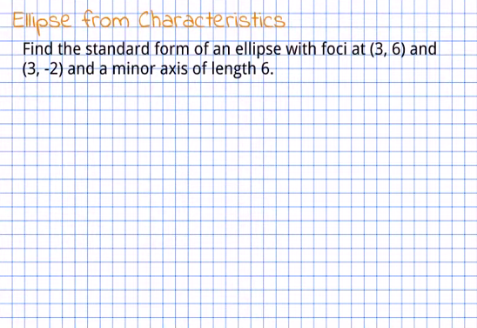Let's look at an example where we're asked to find the standard form of an ellipse given some of the characteristics of that ellipse. In this example, we have an ellipse that has foci at the points (3, 6) and (3, -2). And then we're also told that our ellipse has a minor axis of length 6. So I'm going to start this out just by sketching a quick graph of the information that we're given.